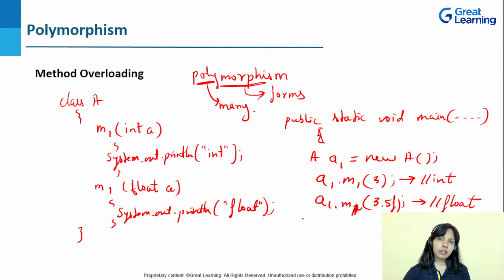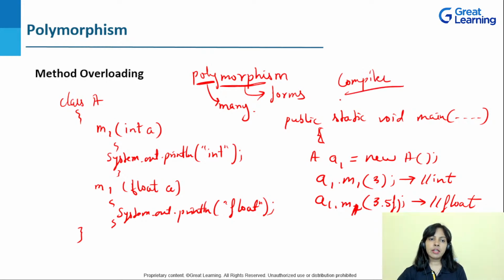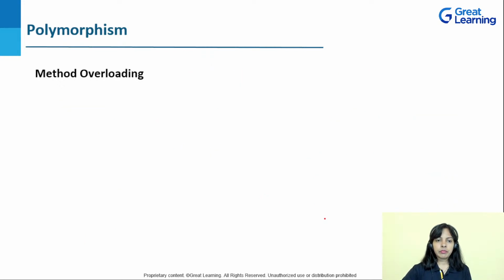How is this decided? Which one to call? This is decided by the compiler. And that's why we say that method overloading is at compile time. If I write it like this, you will understand more clearly. Let's take one more example here.